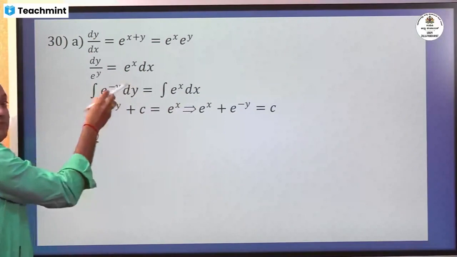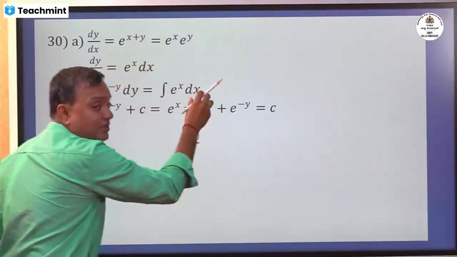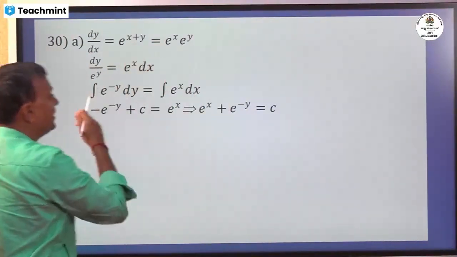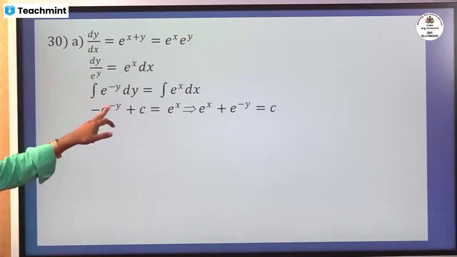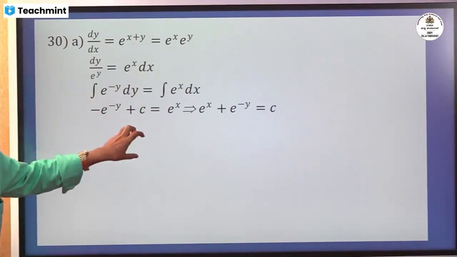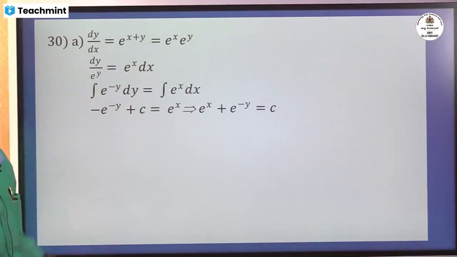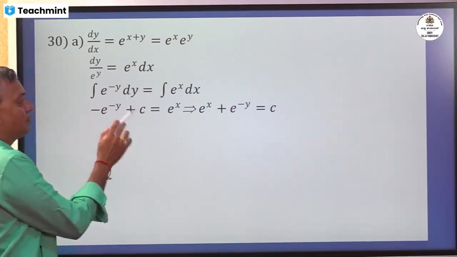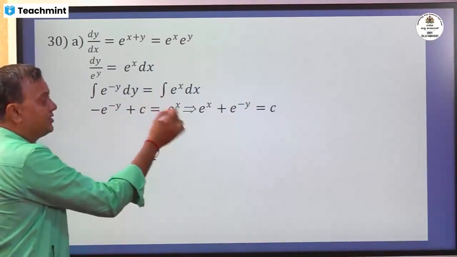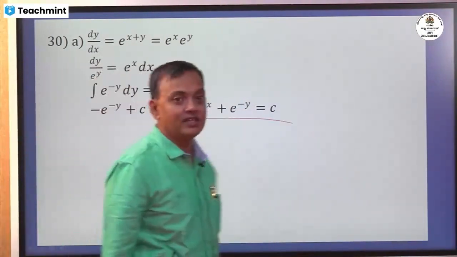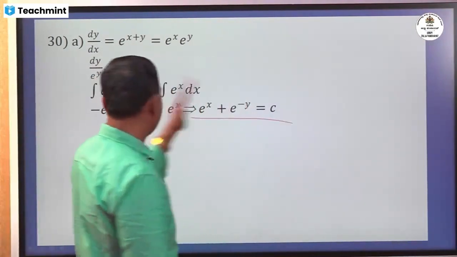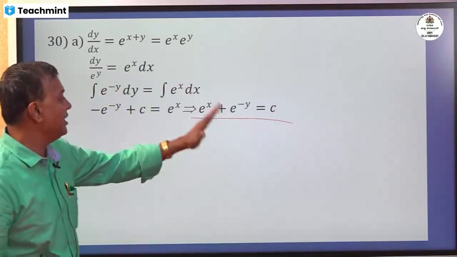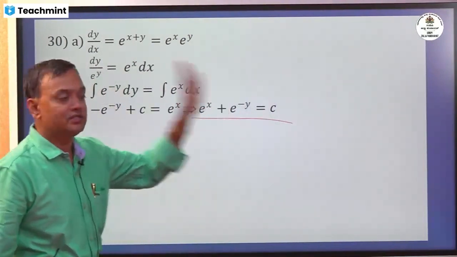dy contains function of y alone, dx contains function of x alone, then integrate. This is minus e power minus y, right? C, we can write C either in LHS or in RHS. Here write LHS, minus e power minus y plus c equal to integral of e power x is e power x. So answer is e power x. ಇದನ್ನ ಈ ಕಡೆ ತಗೊಂಡು ಬಂದಾಗ e power x plus e power minus y is equal to c.